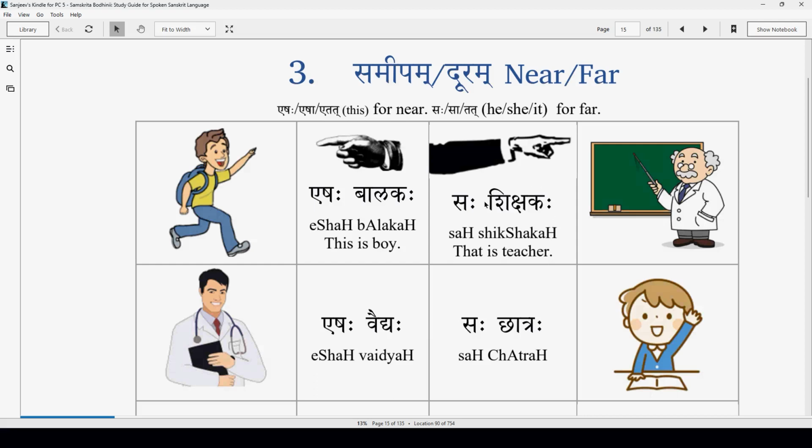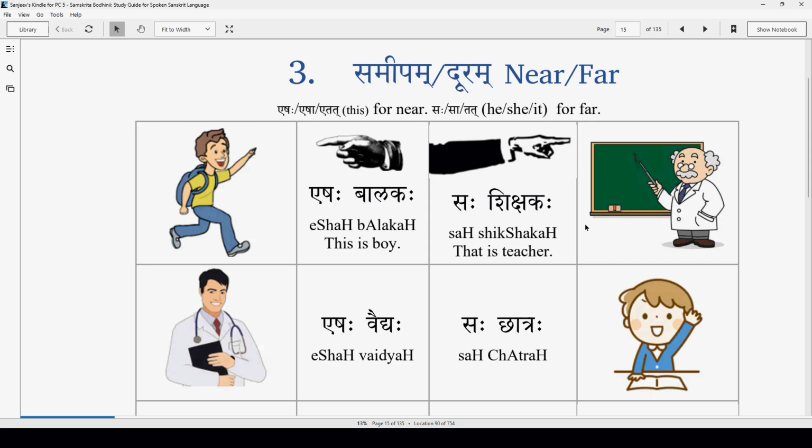So similarly, shikshakaha. We have shikshakaha, a teacher. We can use asti in this sentence, Shikshaka asti, teacher is there. But if you want to add a qualifier again to that, you can add either Eshaha or Saha. Saha again relatively indicating distance from the speaker. Saha Shikshakaha, that is teacher.